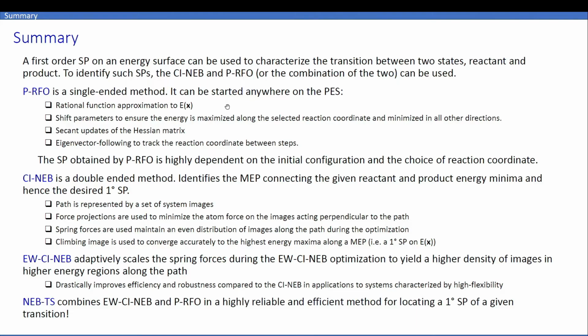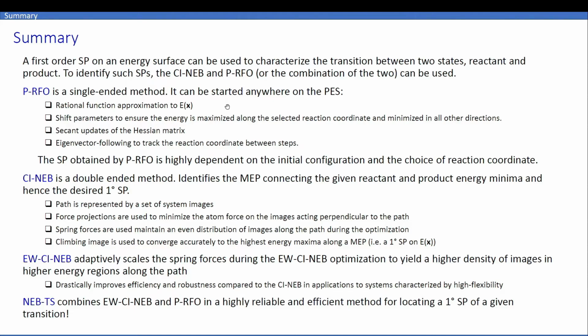of the reaction coordinate. Clamping image NEB is a double-ended method. It identifies the minimum energy path connecting the given reactant and product energy minima, and hence the desired first-order saddle point. The path is represented by a set of system images. Force projections are used to minimize the atom force on the images acting perpendicular to the path. Spring forces are used to maintain an even distribution of images along the path during the optimization.